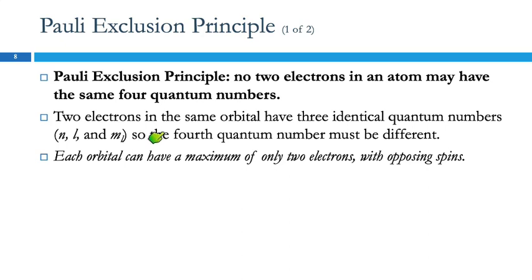If 2 electrons are in the same orbital, like in the 1s orbital, 3 of their quantum numbers are going to be identical. N equals 1, L equals 0, M sub L equals 0. Those are all the same. The 4th number has to be different, and that's the spin. So if you have 2 electrons in there, they have to have opposite spins. One's plus and one's minus. And that way they have unique sets of numbers. So each orbital can have a maximum of 2 electrons, and they have to have opposite spins.